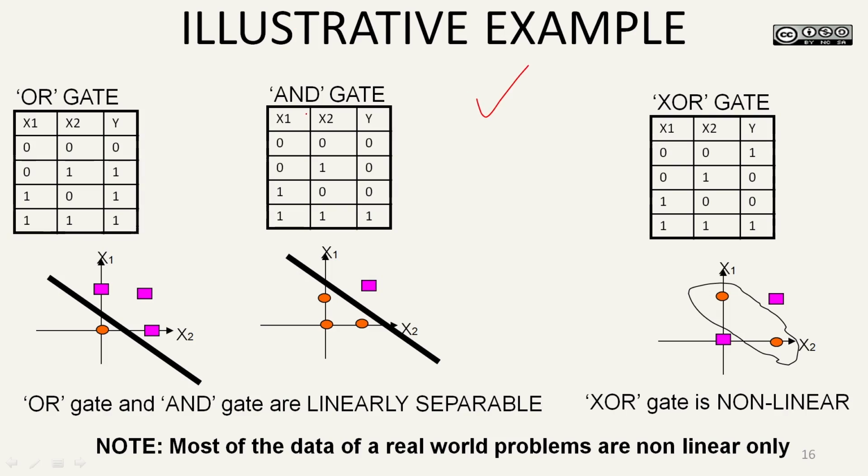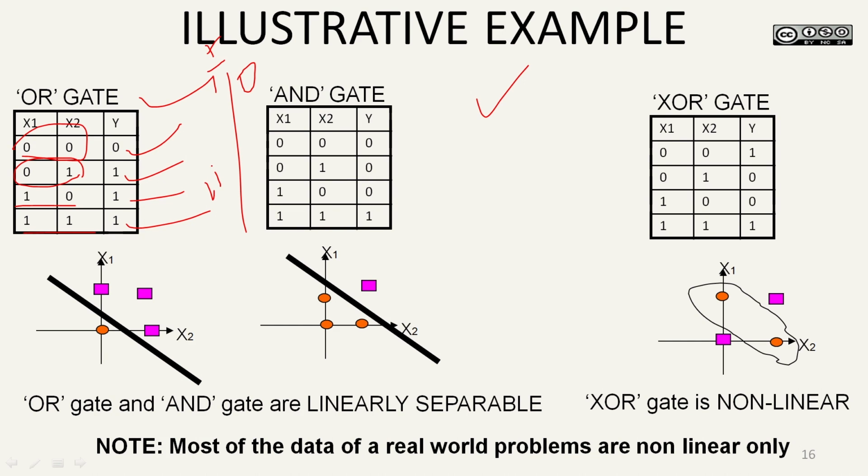So let me explain this linear separability in more detail. Let me take the OR gate. Say, for example, if I want to design an OR gate, what are the output patterns? If I give input 0 0, my output is 0. If I give input 0 1, my output is 1. 1 0 gives 1, and 1 1 gives 1, right? So I have 2 categories, 2 classes. One is class 0, this is the first category.